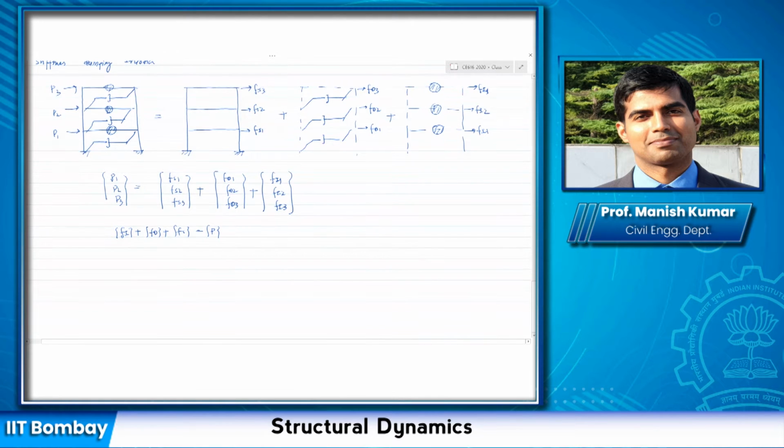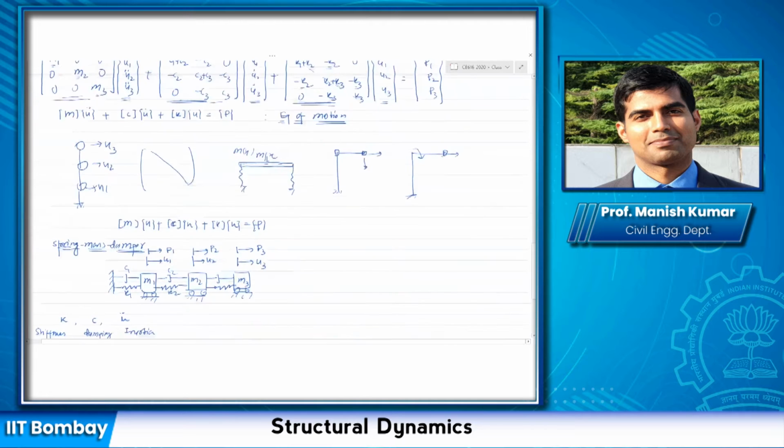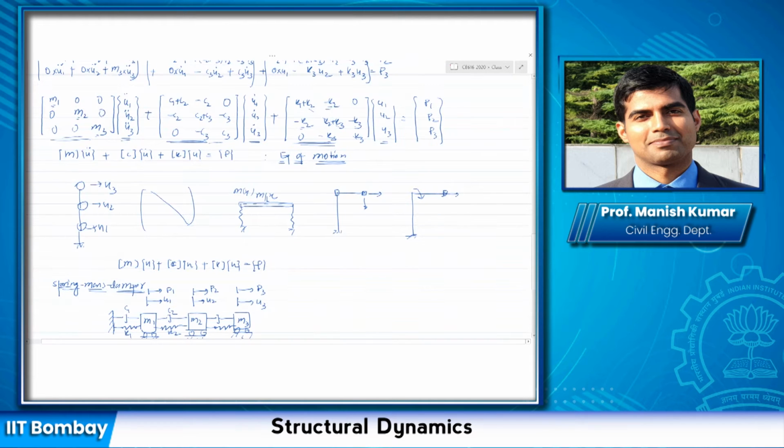So one way to derive the equation of motion is to consider the equilibrium equation for the system. But sometimes that becomes a little bit complicated for a convoluted system in which we have a lot of components and a lot of coordinates need to be found out. So this is the equilibrium method of finding the equation of motion.